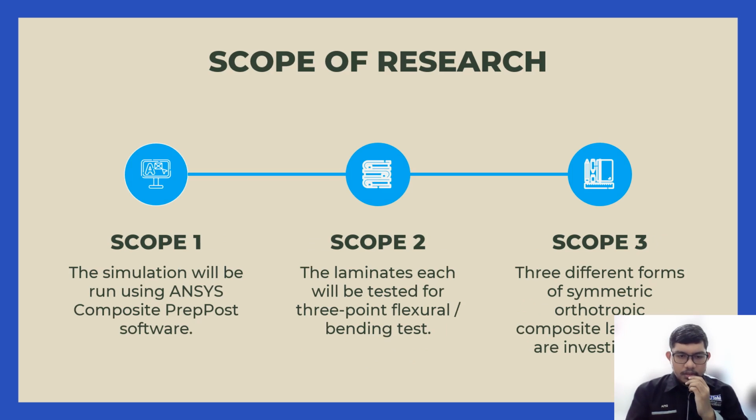Scope of research. Scope 1. The simulation will be run using ANSYS composite prepreg software. Scope 2. The laminate will be tested for 3-point flexural bending test from 100 N to 800 N. Scope 3. Three different forms of symmetric orthotropic composite laminate are investigated with the following configuration: balanced, quasi-isotropic laminate, and unidirectional laminates.